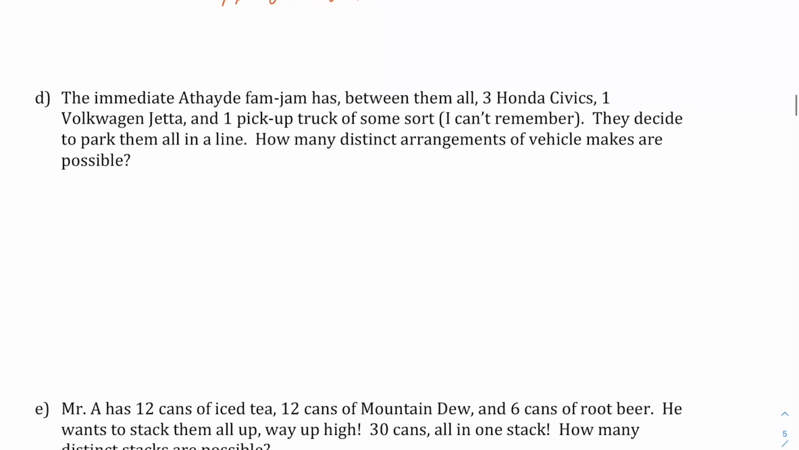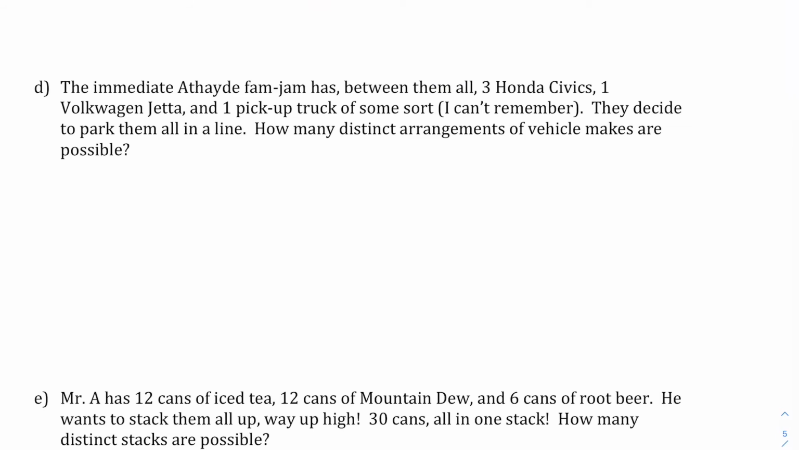The immediate side fam jam. Oh yeah, that's my fam jam. Because, right, my sister has a Civic. I have a Civic. My parents have a Civic. And one sister's husband has, I'm pretty sure it's a Jetta. It's a Volkswagen anyways. And then other sister's husband has some sort of pickup truck.